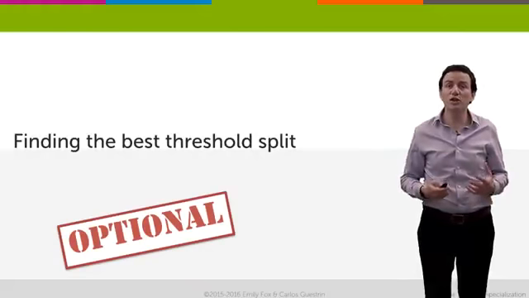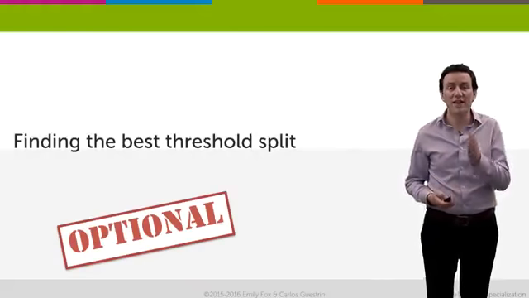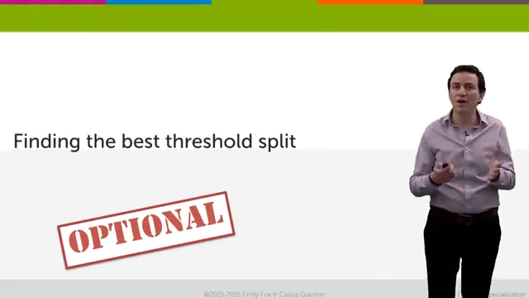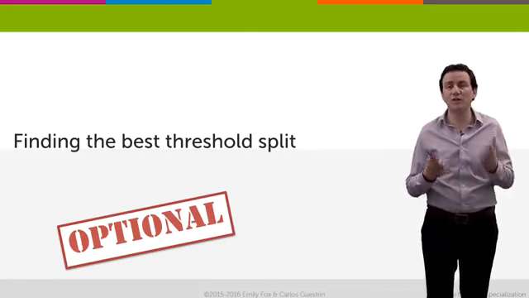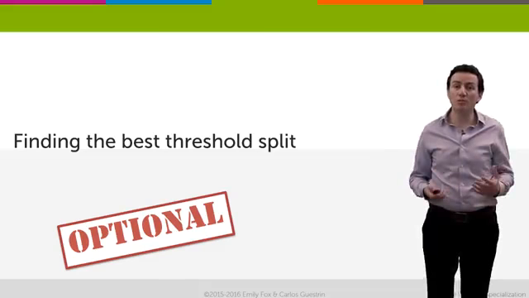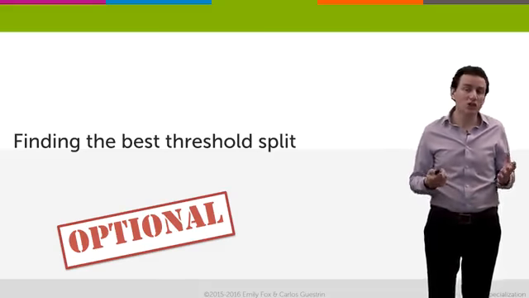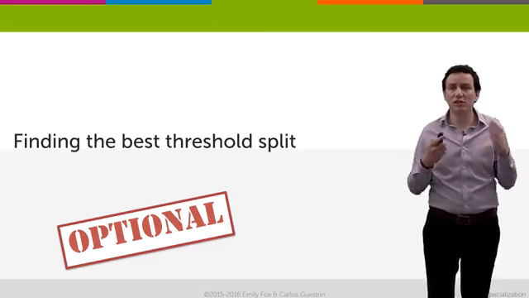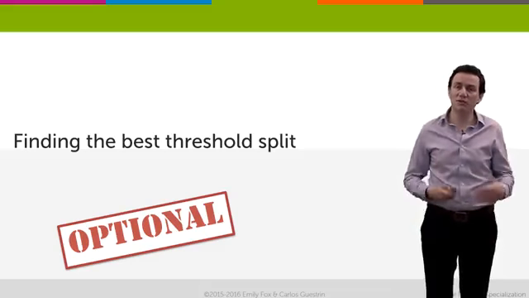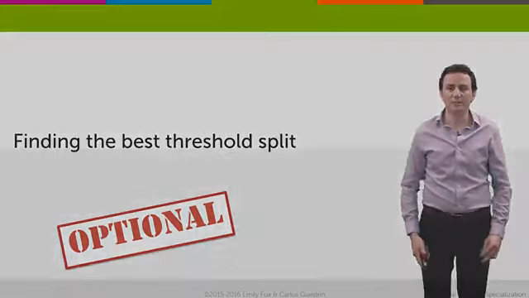This next section will talk about how to pick that threshold split, age equals 38 or income equals 60,000, for continuous valued features. We're going to make this an optional section. It's not super complicated, but it's a little bit laborious. So if you're interested, definitely take a deep dive, but for those who want to skip it, it's totally okay.